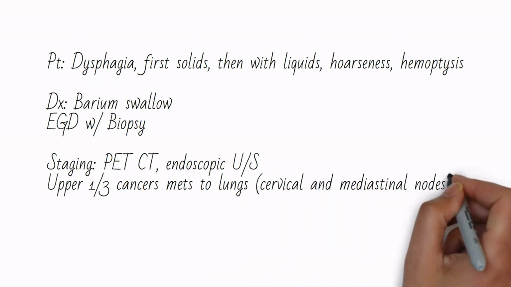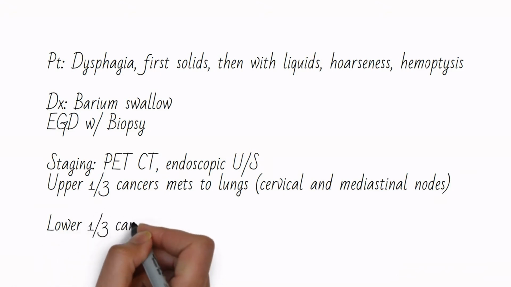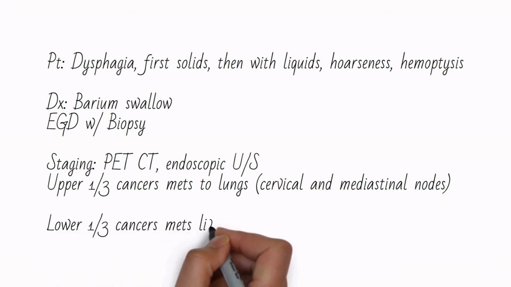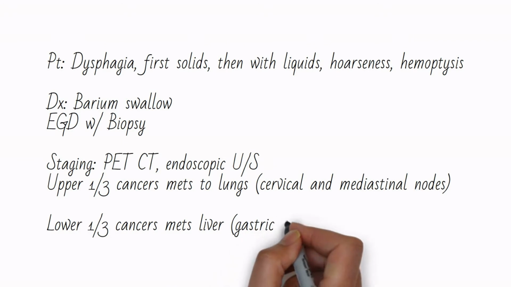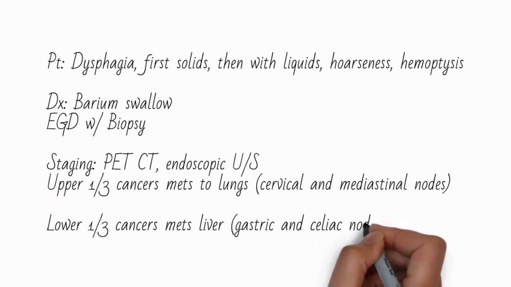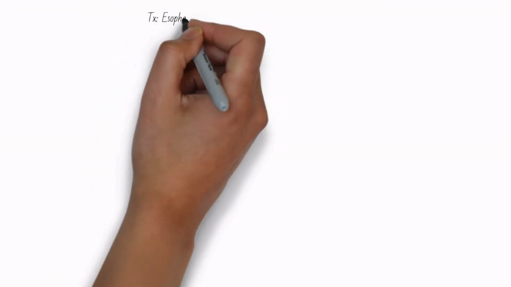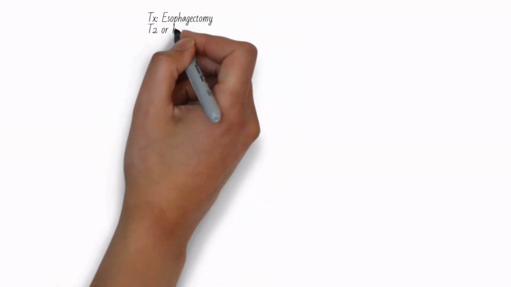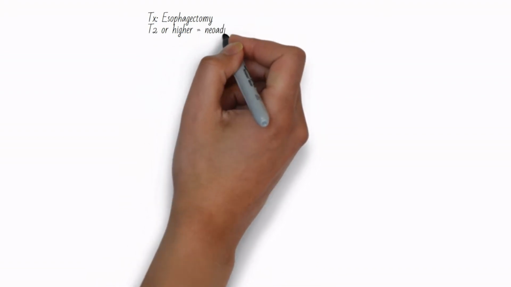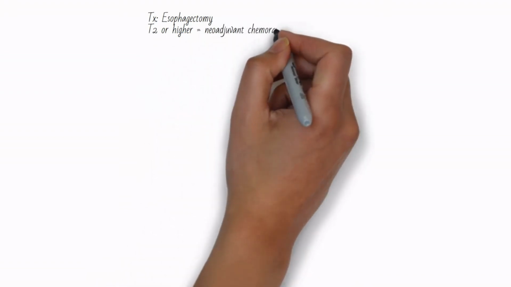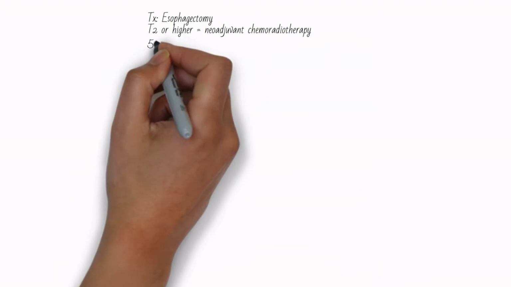Commonly, upper cancers, and thus squamous cell carcinoma, go to the lungs and the cervical and mediastinal lymph nodes. Lower cancers, usually adenocarcinoma, most commonly go to the liver and the celiac and gastric nodes. Treatment is via surgery, but T2 and higher cancers get neoadjuvant chemoradiotherapy. Usually 5-fluorouracil and cisplatin are included in the chemo regimen.